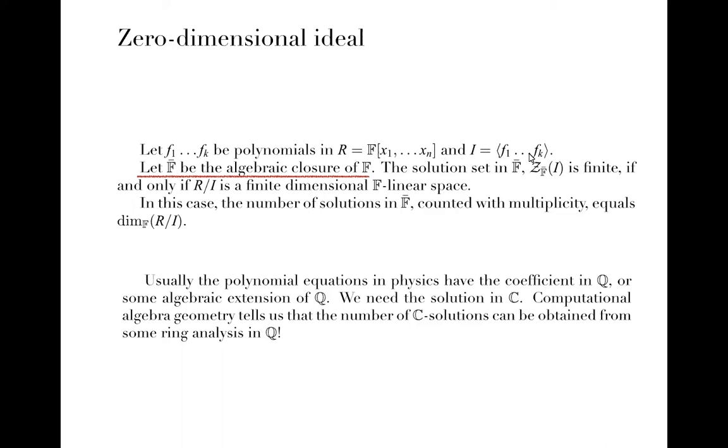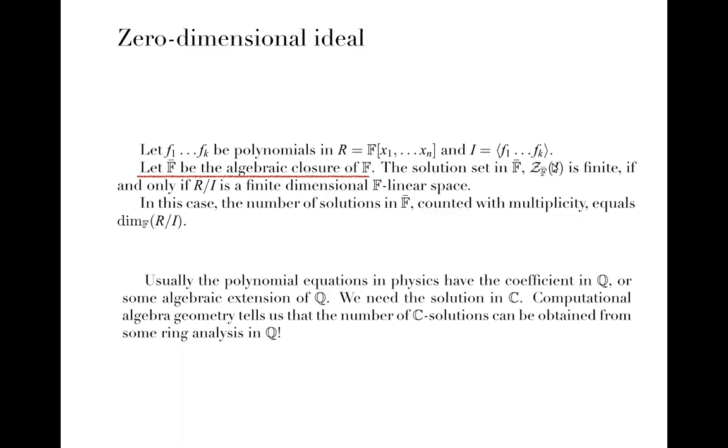We have this idea. But if we try to solve the equations, we don't use Q because we want to use C. We want the algebraic closure of it to find all the solutions. So here we have to be careful with the notation. When we say Z_F bar, we mean we go to the algebraic closure to count the number of solutions.